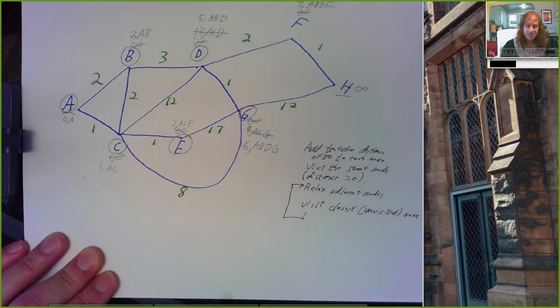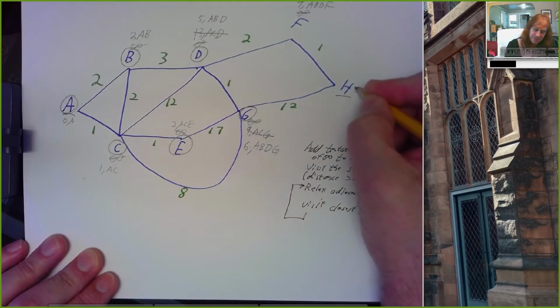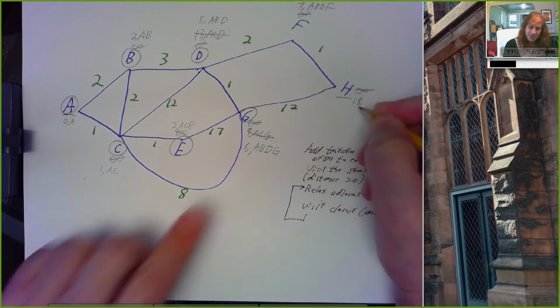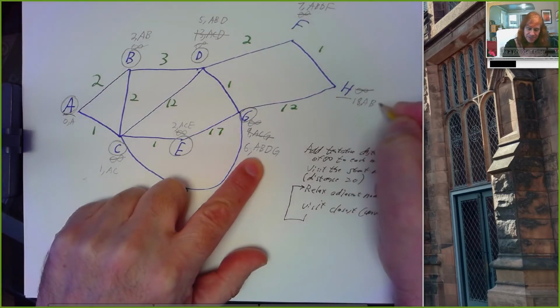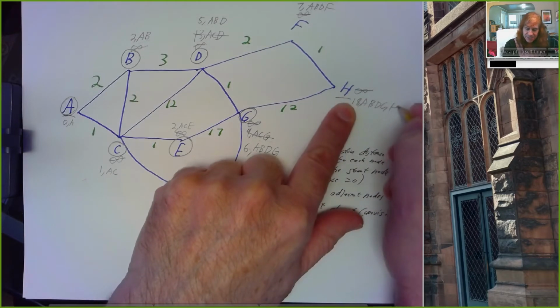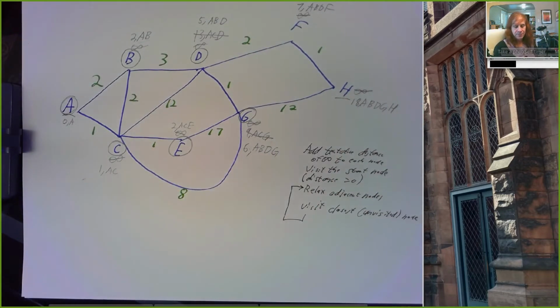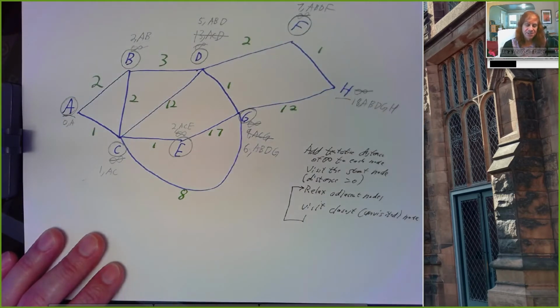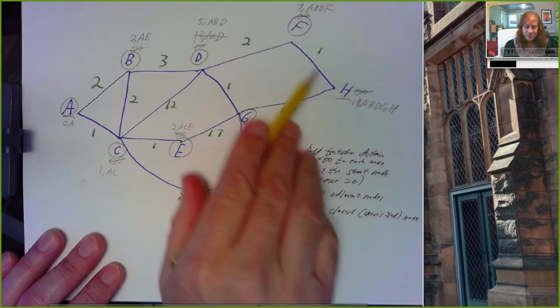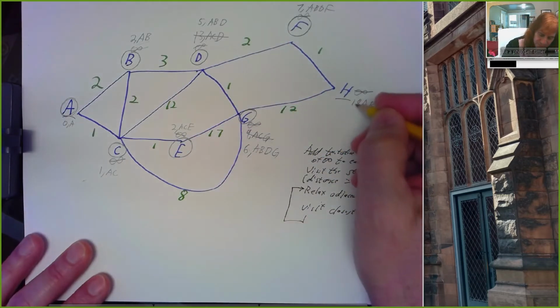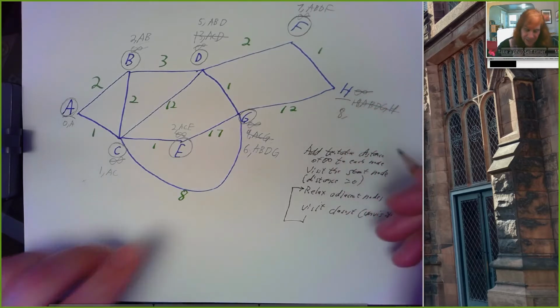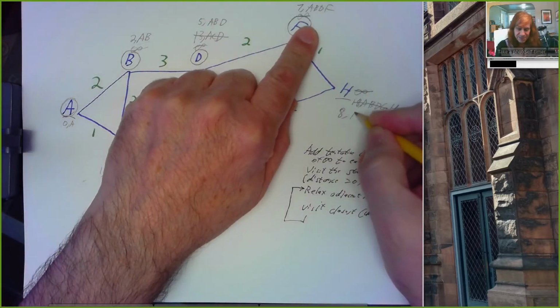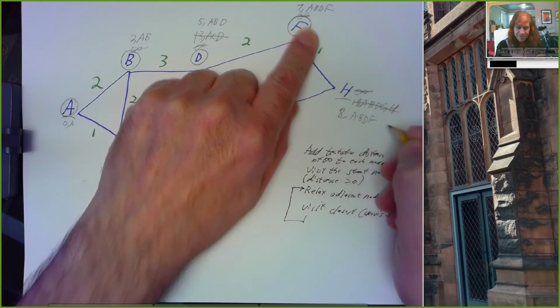Alright, so relax adjacent nodes. 6 and 12 is 18. That's a better solution than infinity. So we'll do 18, and the path is A, B, D, G, and then H. And that's it for adjacent nodes to G. So we go back to visit the closest unvisited node. That's F. And so we visit that, and then we relax adjacent nodes. And 7 plus 1 is 8. That's a better solution. So we'll replace this with 8. And our path is how we got to F, which is A, B, D, F, followed by H.